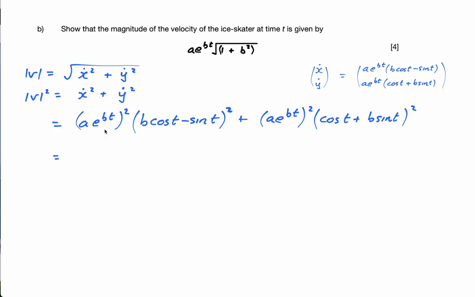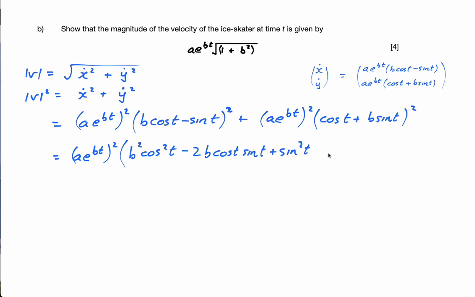Fine. I'm going to then take out this. So I'm going to take out a e to the bt squared. Let's take this out, and so I'm taking it out of this and this. And then here I'm going to have b squared cos squared t, so this squared, minus 2 times this, so 2b cos t sine t, plus sine squared t.